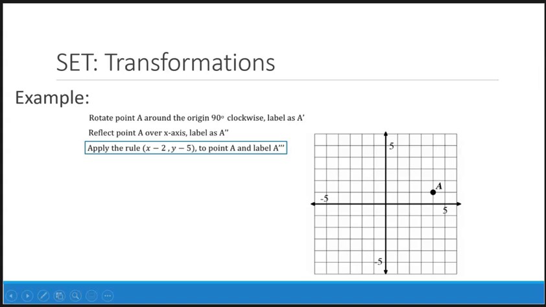With the third example, we are given a rule. There are values being subtracted from the x and y coordinates, which lets us know that we will be performing a translation. Subtracting 2 from the x moves point A 2 units left, and subtracting 5 from y moves the point down 5 units. A triple prime is located at the point (2, -4).